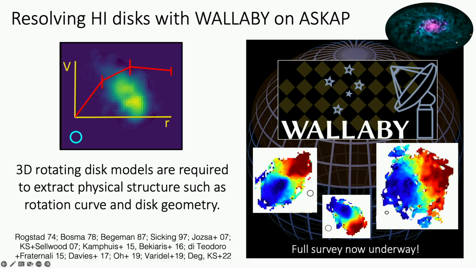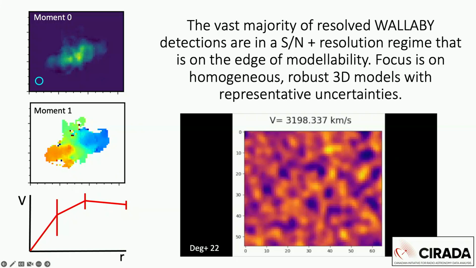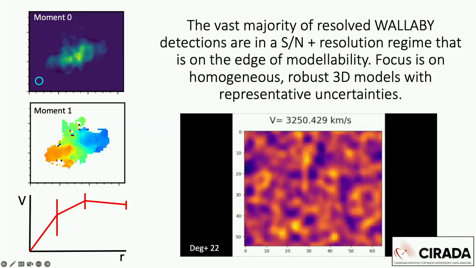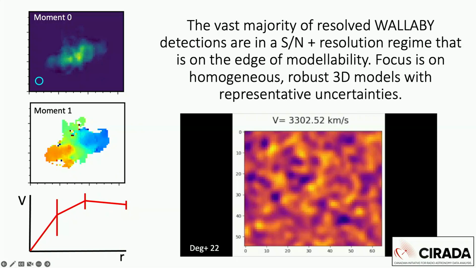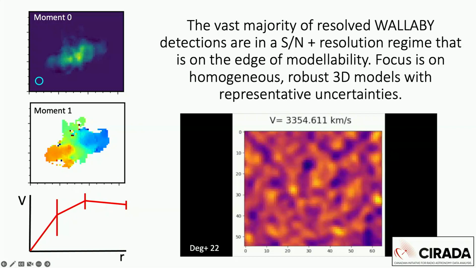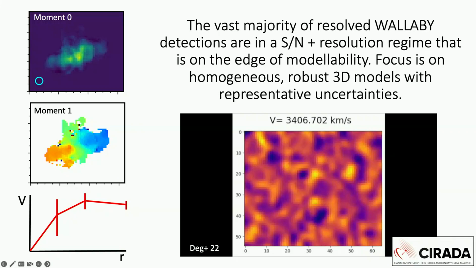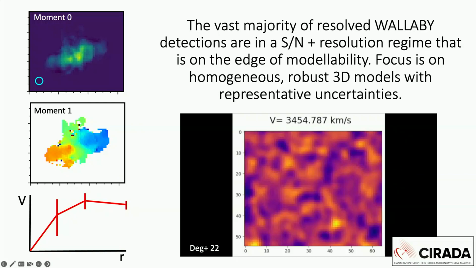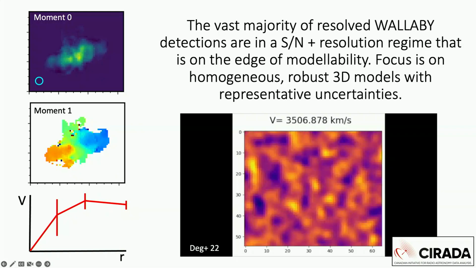So as I'm talking, I dare you to find the detection in the data cube that's spinning by. I promise it's there. And so what you're looking at is a part of the sky where we're flipping through spectral channels, where zero corresponds to the rest wavelength of the H1 line. And the point here is that when you survey the sky in an untargeted way, almost by construction, the vast majority of your detections are in a signal-to-noise and resolution regime that you can just barely work with. And so the vast majority of resolved Wallaby detections are in this regime that we've never really worked with before, and they're on the edge of modelability.